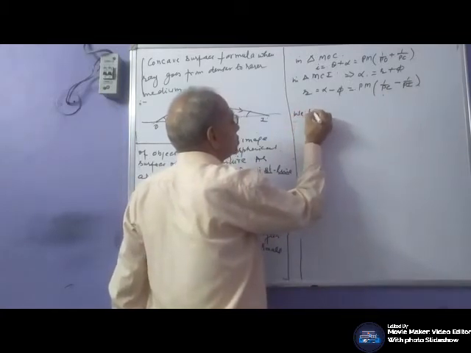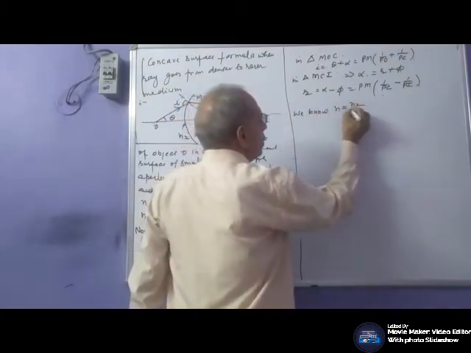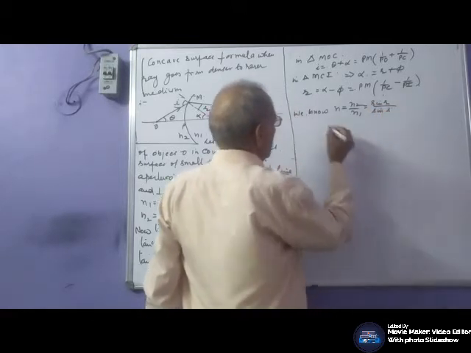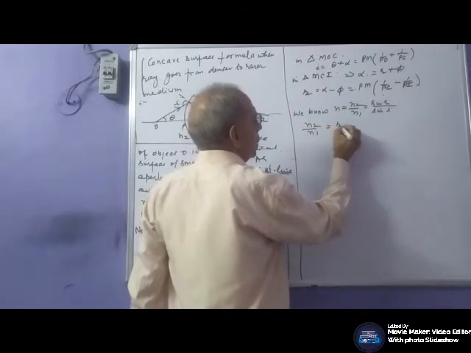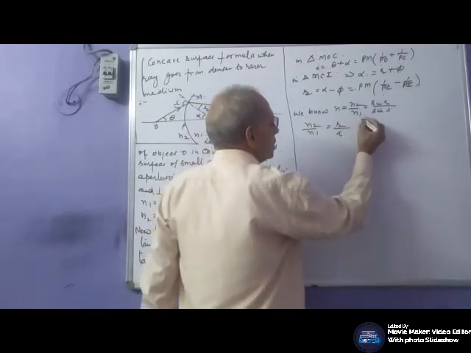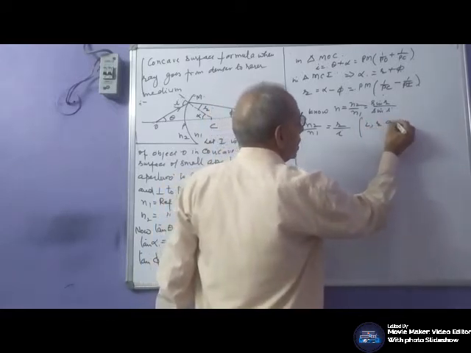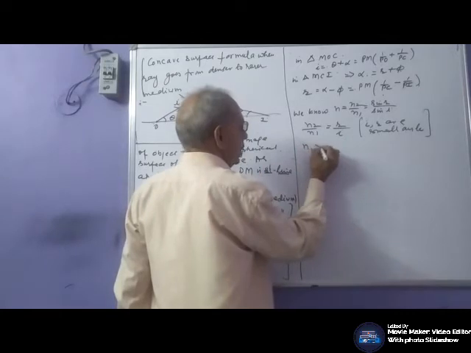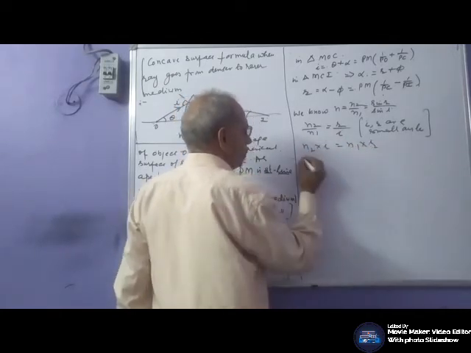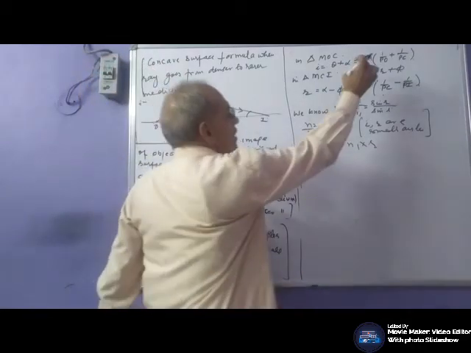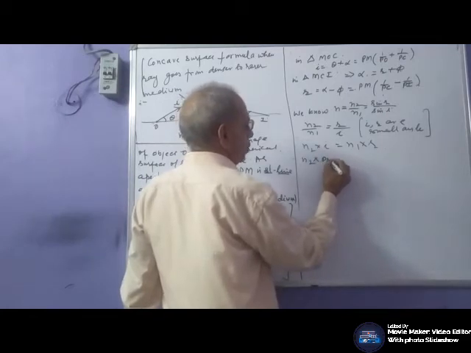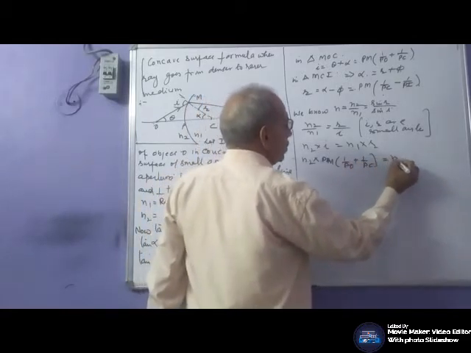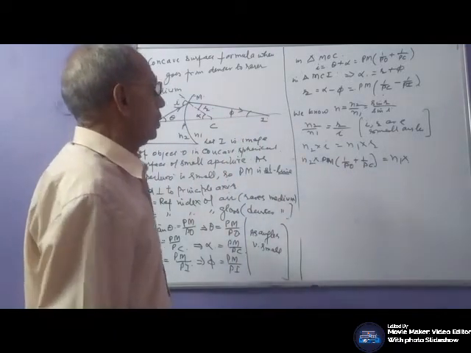We know N2 by N1 is sin R by sin I, or N2 by N1 is R by I, going from denser to rarer, for small angles I and R. N2 into I is N1 into R. N2 into I is this, PM 1 by PO, 1 by PC, and N1 R is this one.